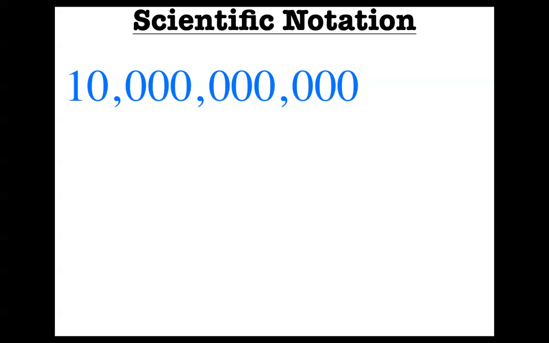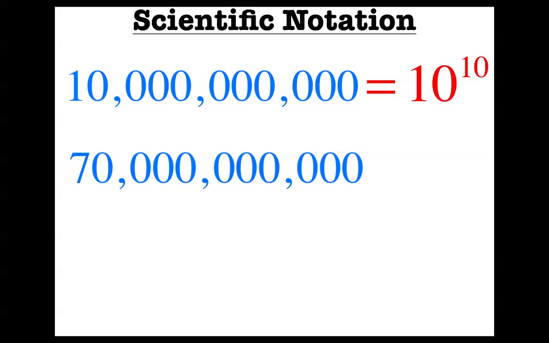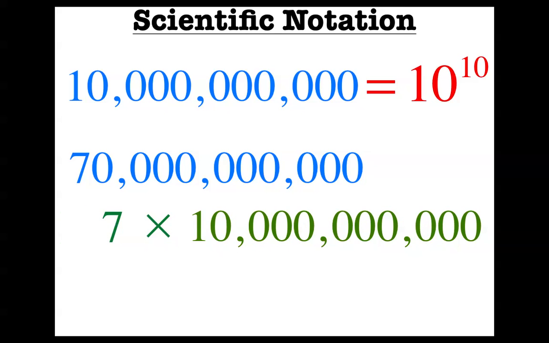Okay, scientific notation then. What if you have 10 billion? Then that would be 10 to the 10th power because you can just count the zeros on there. Okay, there's 10 of them. But what if you had 70 billion? If you had 70 billion, isn't that 10 billion times 7? Yeah, it's just 10 billion times 7. So in this case, since 10 billion is 10 to the 10th power, couldn't you make this 7 times 10 to the 10th power? Instead of writing it out as 70 billion?